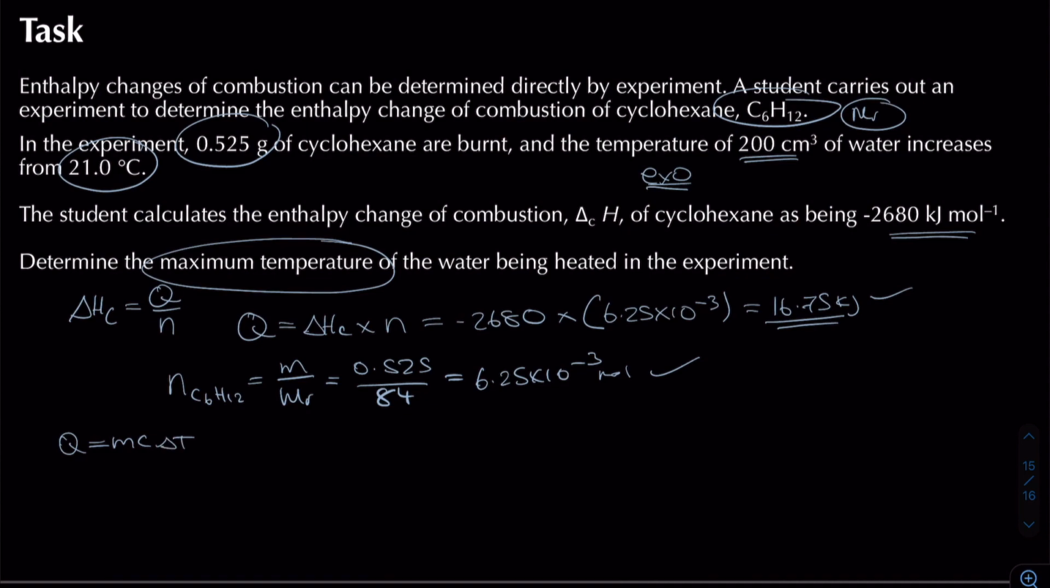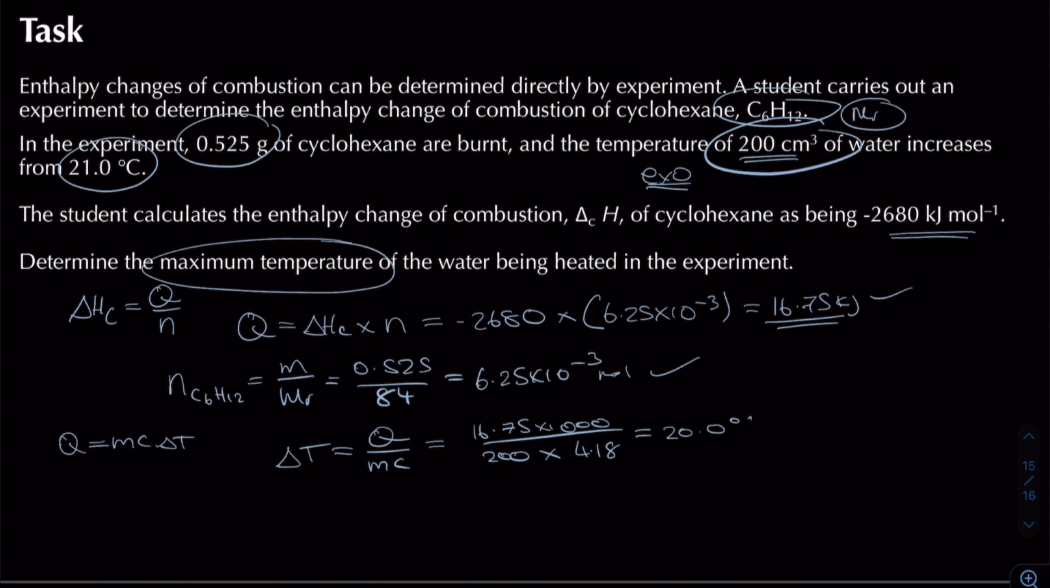So what we end up with is dividing both sides by MC. So we know delta T is going to be equal to Q over MC itself. And so what I end up with is my value for Q, which is now going to be converted into joules, which is going to be 16.75 times by 1,000. And then we're going to divide all of that by the mass of the solution or water being heated, which in this case is 200 centimeters cubed. And then we're going to times that by the specific heat capacity of water. And so what we should end up with is a value of 20.0 itself, and that's going to be in degrees Celsius. It doesn't really matter in this case because it's temperature change, could be Kelvin, could be degrees Celsius, it's not that important.